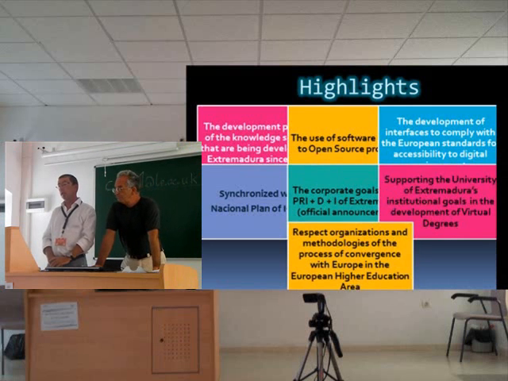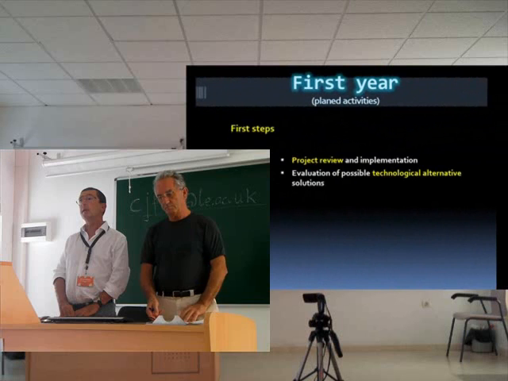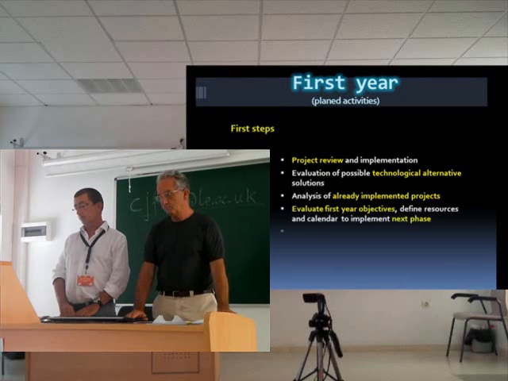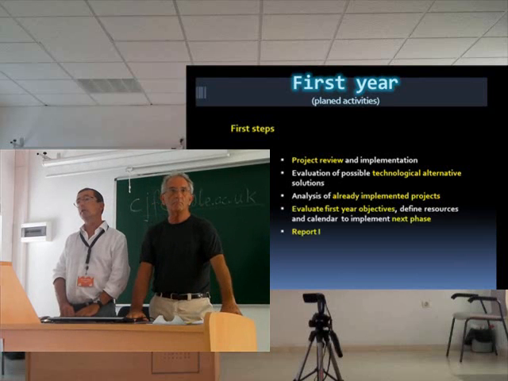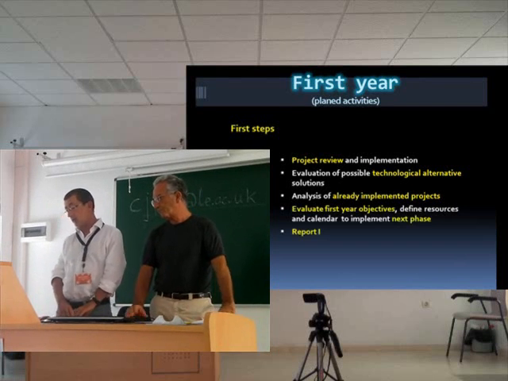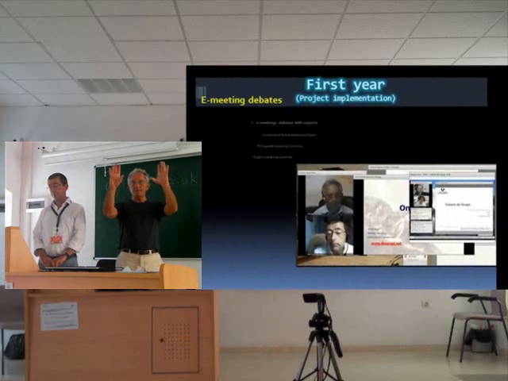higher education area. The project was developed during 3 years. Project review and implementation. Evaluation of possible technological alternative solutions. Analysis of already implemented projects. Evaluate of year objectives, define resources and calendar to implement next phase. Report 1. These are general ideas, but let us see what happened in practice.